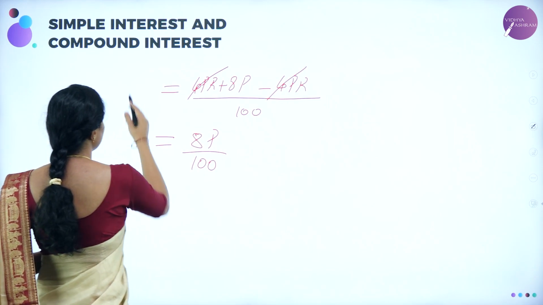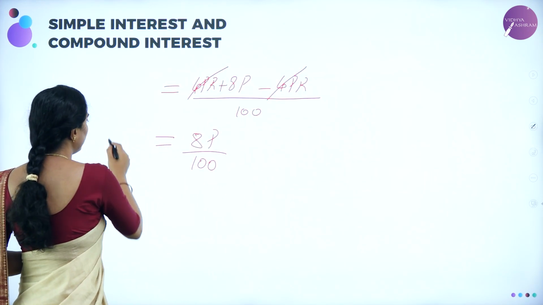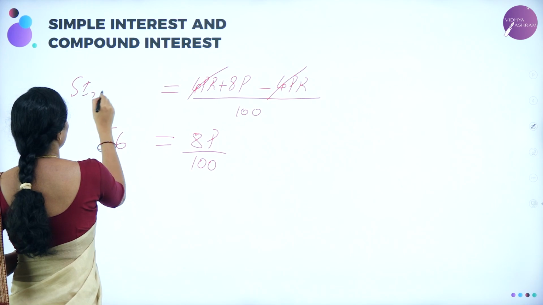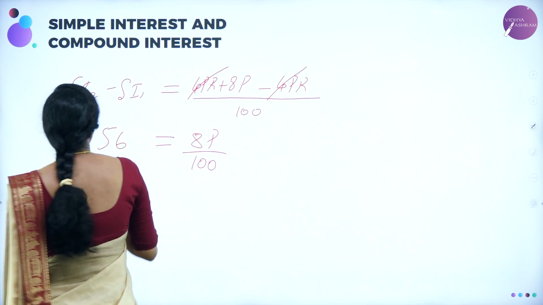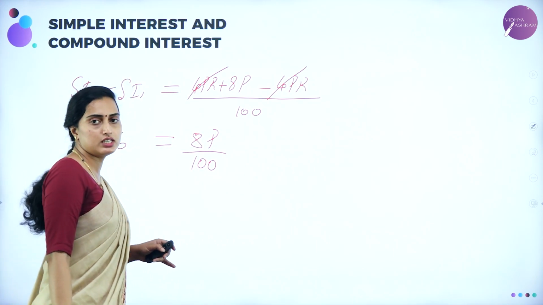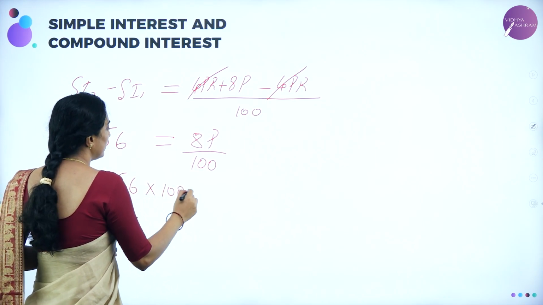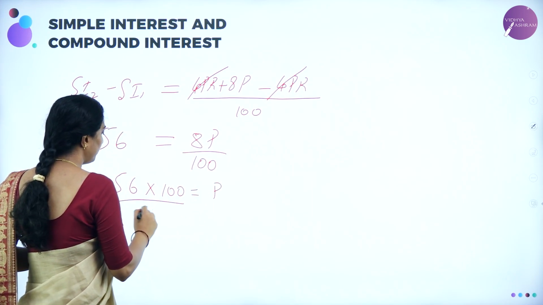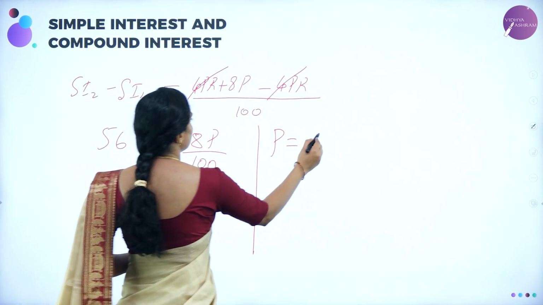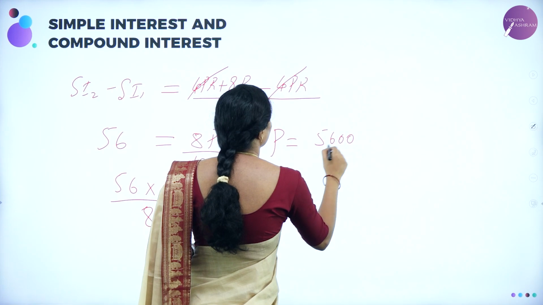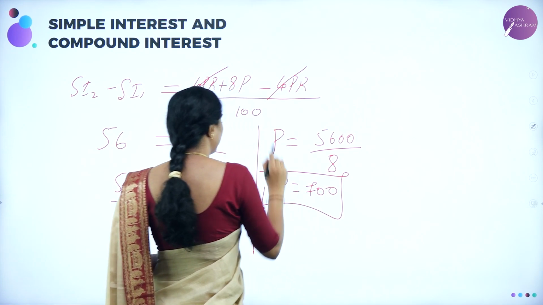Now SI2 minus SI1 is given by 56. Let me substitute that: 56 is equal to 8P by 100. Now 56 into 100 is equal to 8P, so 8 will come to the denominator. P will be equal to 56 into 100, which is 5600, divided by 8. P will be equal to rupees 700. That's it, you have the answer for this one.